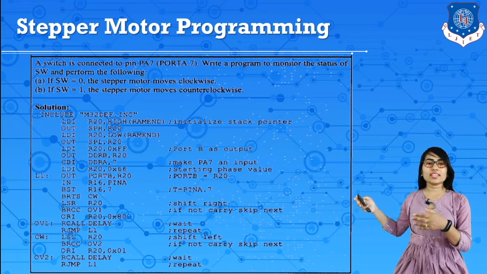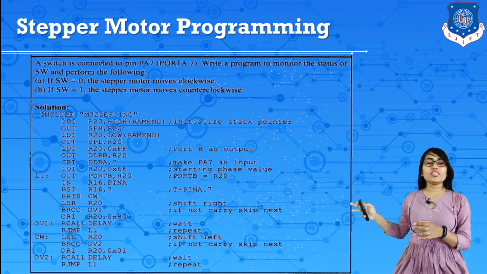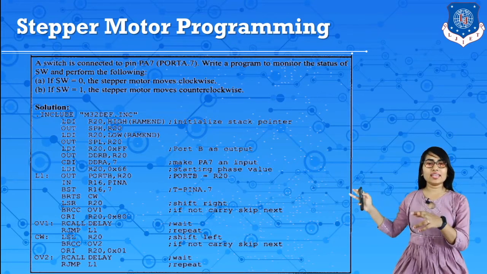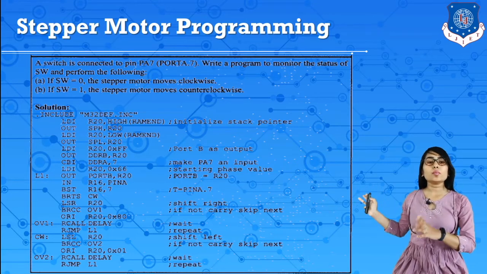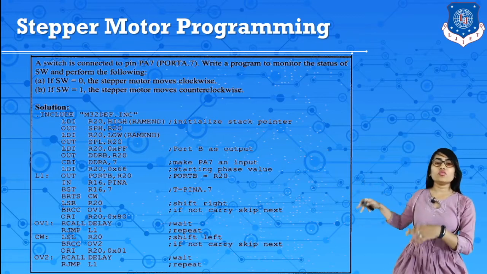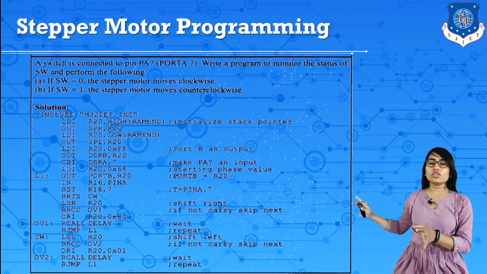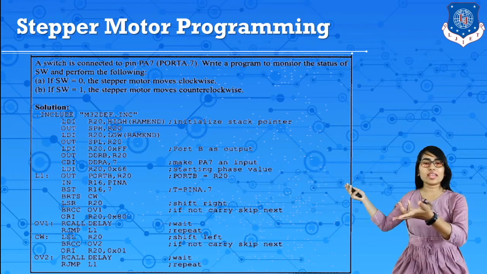So shift right is not performed, and it will jump to this CW, that means shift left, and then according to that it will OR with 1. And this is how, if the pin is equal to 1, it will shift in the right direction. Test the bits, and if it is 0, then it will shift in the left direction. So depending on that, if no carry is generated, then skip next, and shift left. So depending on the requirement, it shifts either in the right direction or the left direction.